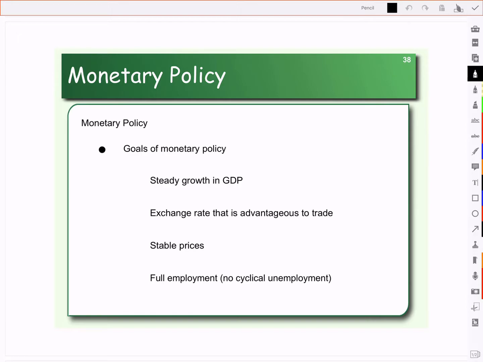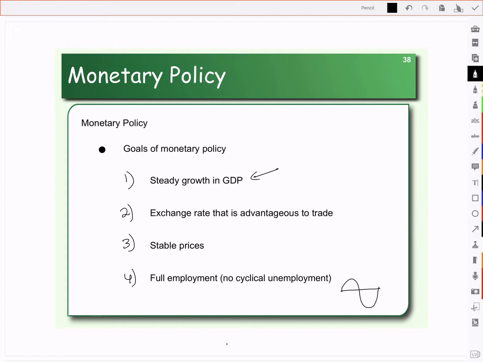Okay, so when it comes to the goals of monetary policy, you can use it to create steady growth. You can use it to create an exchange rate that's advantageous to trade. You can use it to make sure prices are stable, not too much inflation, not too much deflation. You can also use monetary policy to achieve full employment. That is, have no cyclical unemployment. And anytime you have those business cycles, what you're doing is helping to smooth those out by getting rid of the gaps, expansionary gaps, contractionary gaps.